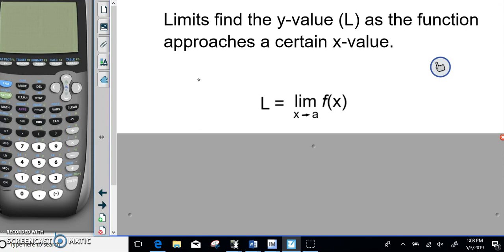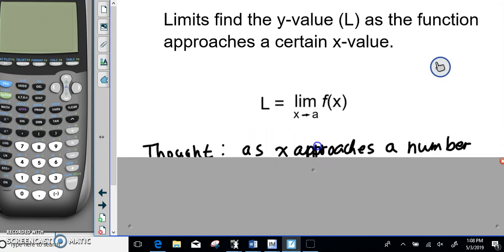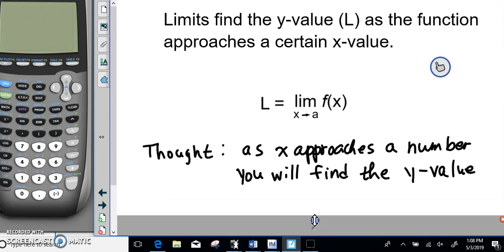So the thought process behind limits is that as x approaches a number, as you are actually literally on the graph and you are following the graph itself, as x approaches a specific number, you will find a y value that number goes to. It might not make a whole lot of sense, but as of right now, it's going to be a mindset change because you're trying to interpret a graph, trying to interpret values from a graph. So that's what we're going to keep doing.